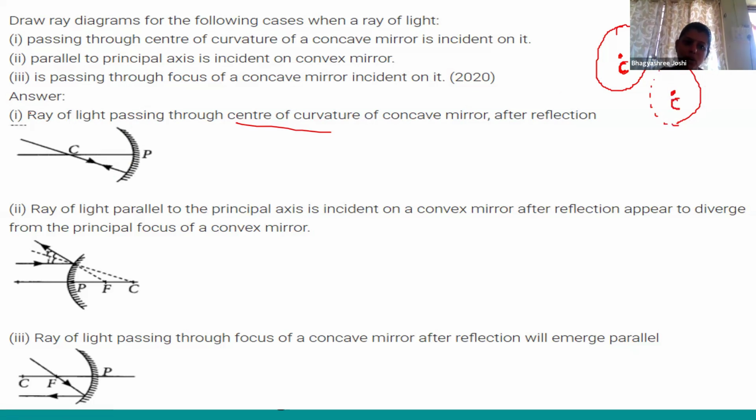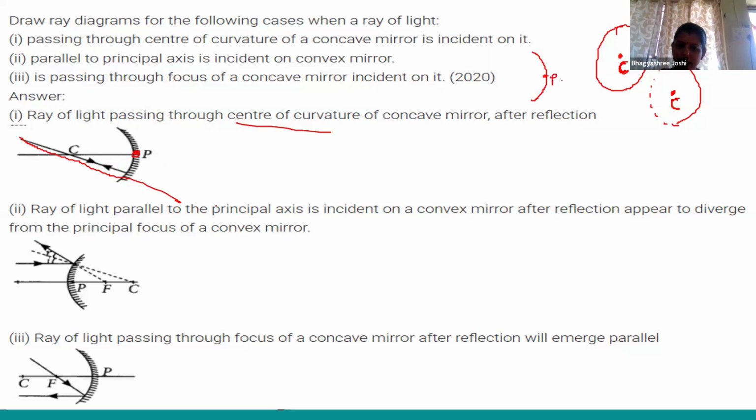Okay. Now the ray of light is passing through the center of curvature. If light passes through the center of curvature, how does it travel? It travels in the same direction as that of the incident ray. It cannot change its path, right? So like this. Then P means what? Pole. Pole means the center of the reflecting surface. See, this is a reflecting surface and the center of this part we call P.